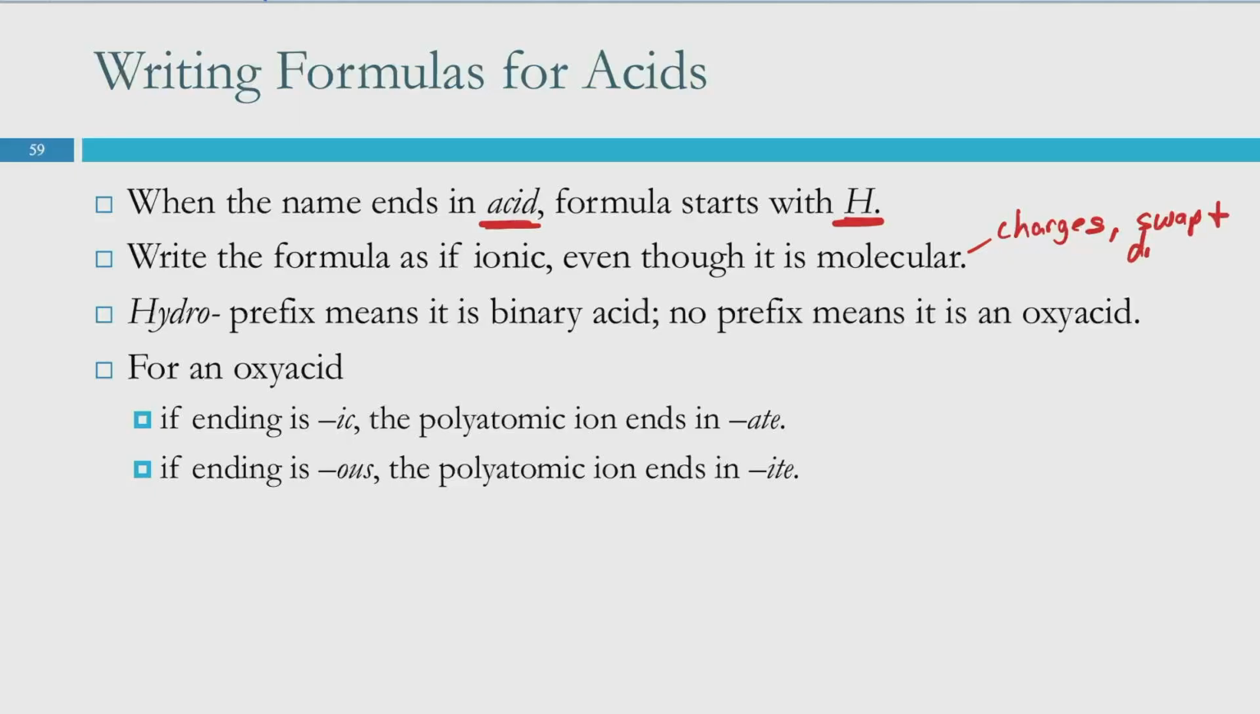Swap and drop as necessary, or crisscross as necessary to get them to balance out, to get a neutral charge. For an oxyacid, if the ending is ic, the polyatomic ion ends in ate. If the ending is ous, then it must have had ite. So it's just ate to ic, ite to ous, but in the other direction.